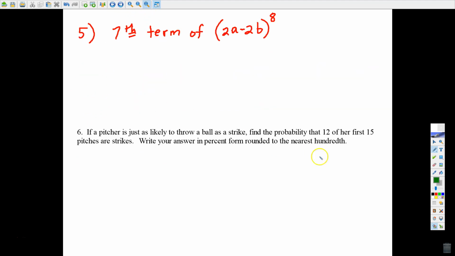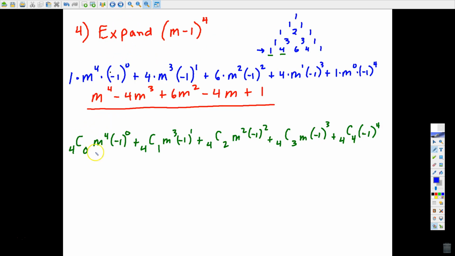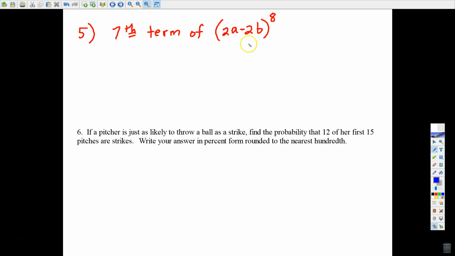All right, number 5 is one of those where we had to identify the 7th term of an expansion. So that's utilizing the binomial theorem. Just like this, this expansion has 5 terms. We want to identify only one of these terms in the expansion with this particular problem. If we were to expand this all the way out, it would have 9 terms. We just want to know what the 7th one is. So here's how we find it.